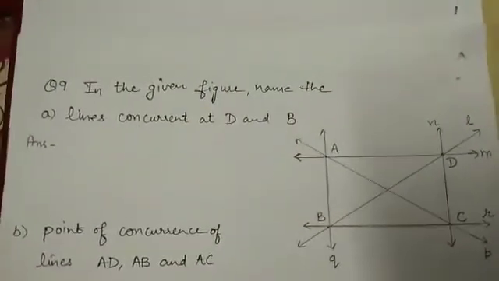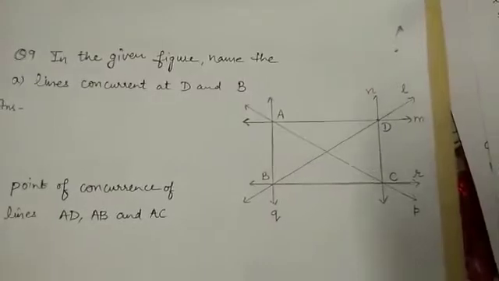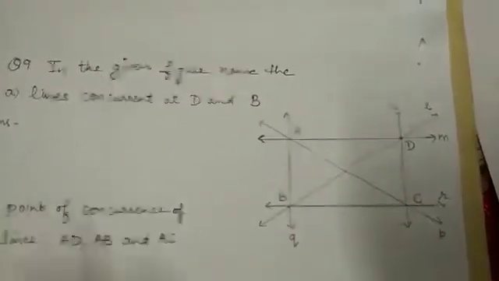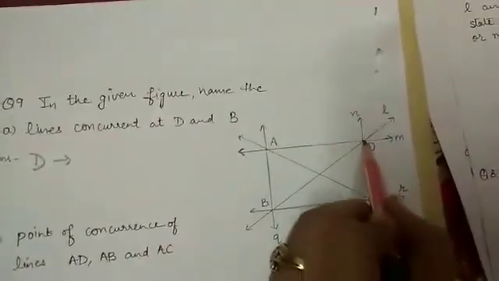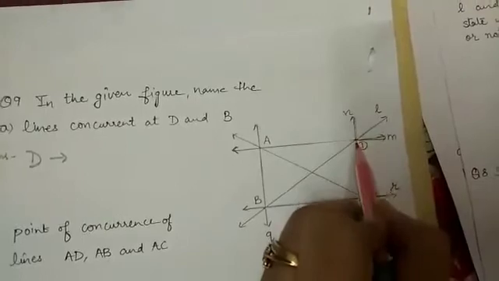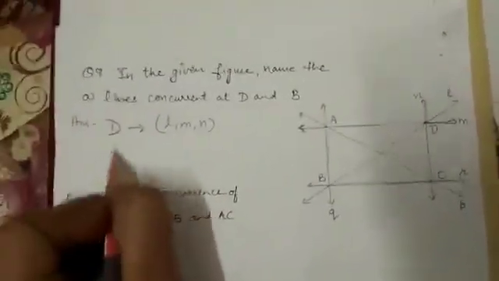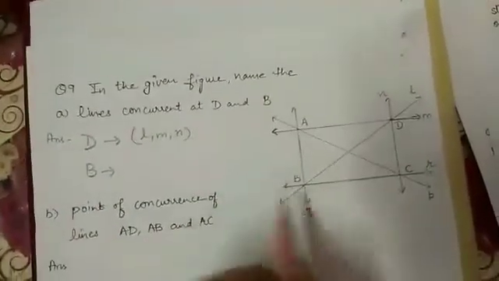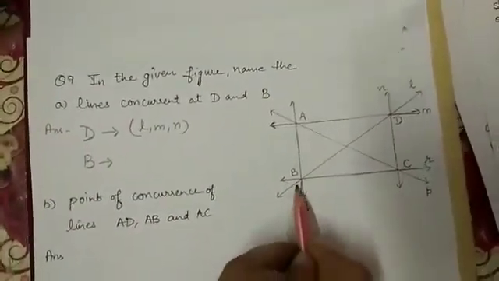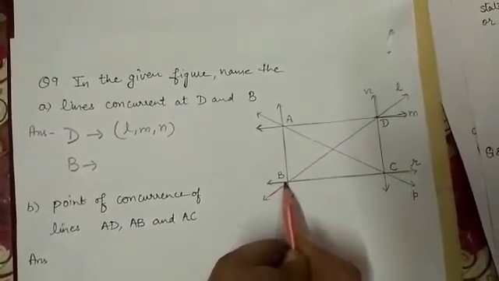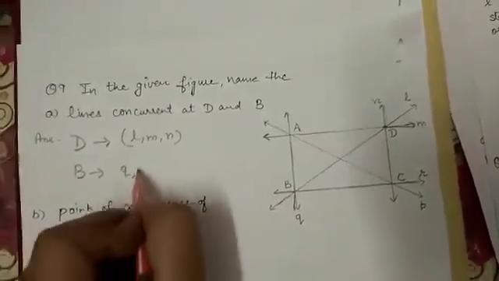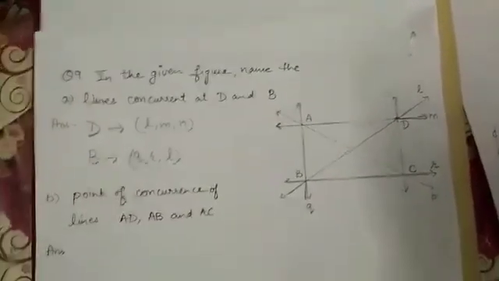Okay. Now last question of the worksheet number 1. In the given figure, name the lines concurrent at D and B. First of all, at point D. See the figure. At point D, these three lines are passing. So write here L, M and N. And from point B, this is point B, line Q. This is line L and this is line R. Q, L and R. Right?